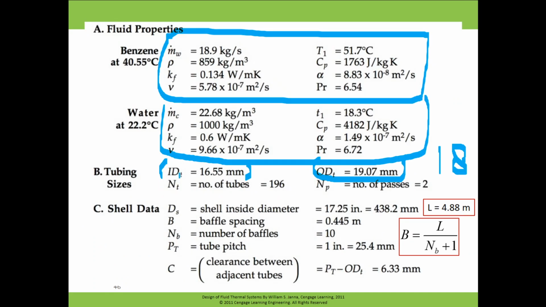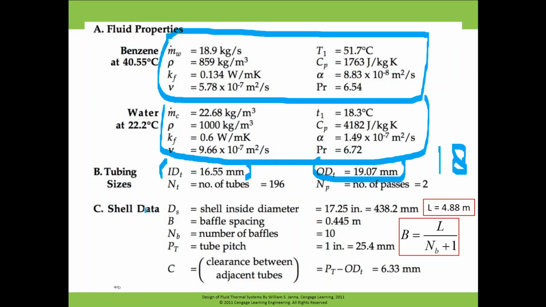Now we know that the inner diameter of the tube is 16.55 millimeter. The outer diameter is 19.07 millimeter. The number of tubes is 196 and the number of passes is 2. So here we complete the tube sizing.